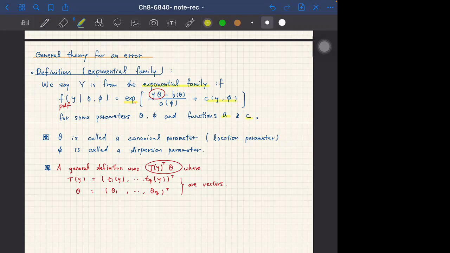Here theta is called the canonical parameter, and phi is called the dispersion parameter. Since a of phi is in the denominator, it's kind of natural to say that this is the dispersion parameter, or the scale parameter, I would say.